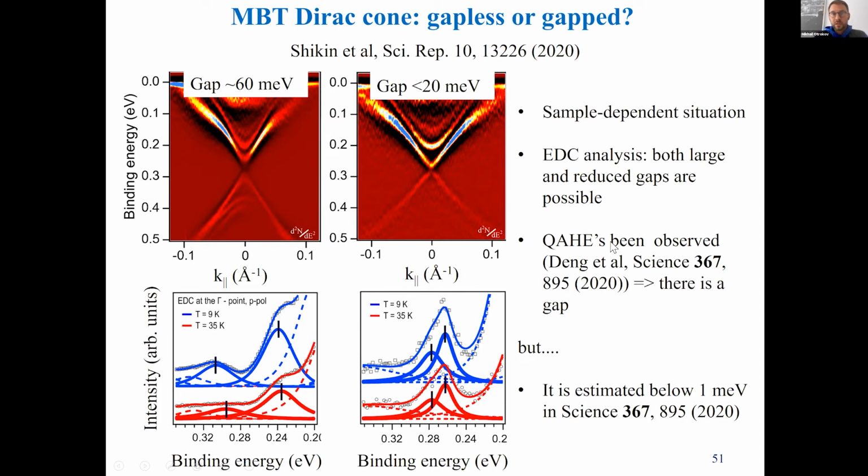On top of that, if the quantum anomalous Hall effect is observed, there is necessarily a Dirac point gap. But in those transport measurements, it is estimated to be below 1 meV, at least in those measurements and in those samples. What does it tell us? That there is a huge potential for improvement for manganese bismuth telluride, right?